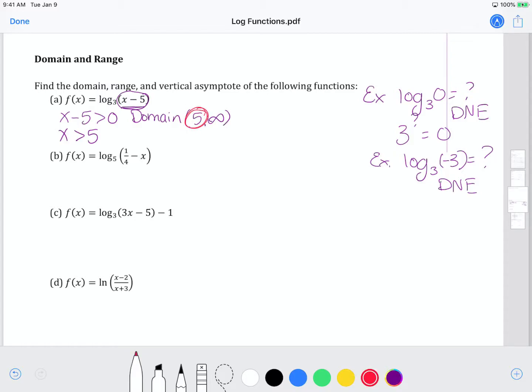This number here is always going to be associated with my vertical asymptote, because if my vertical asymptote is originally at x equals 0, a vertical line at x equals 0, and it's been shifted to the right 5, it changes with my domain as well. So if I move it over 5, as in this example, my new vertical asymptote would be 5 as well. And then, of course, my range is going to be minus infinity to infinity.